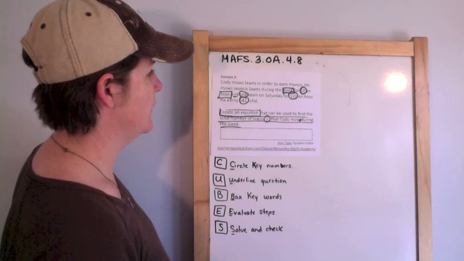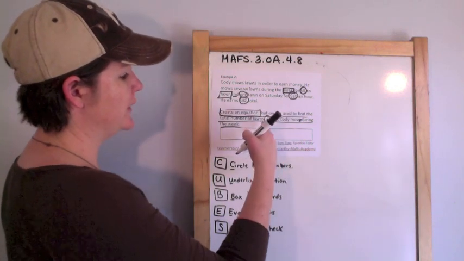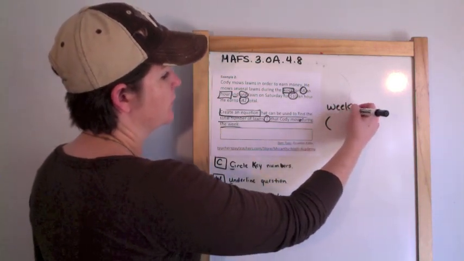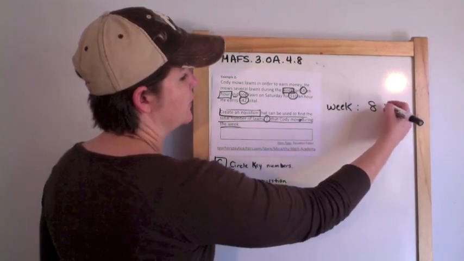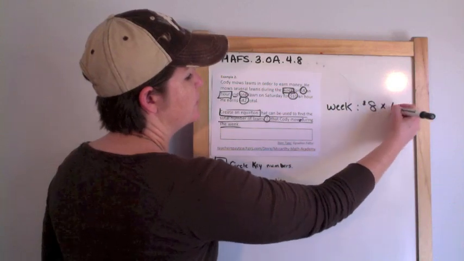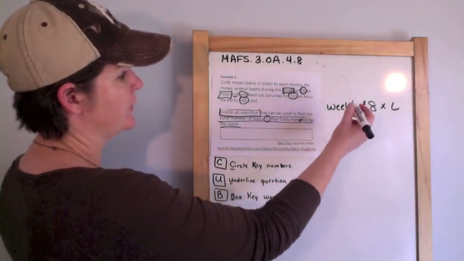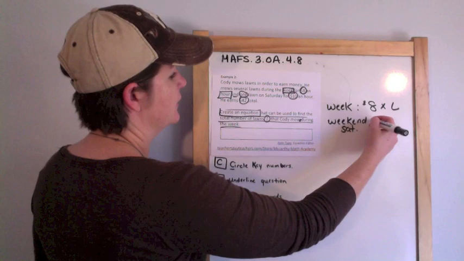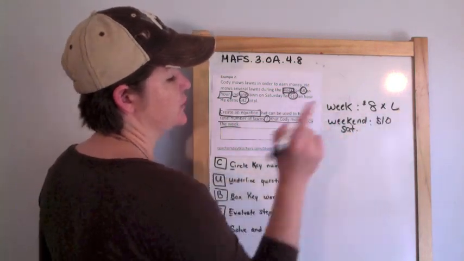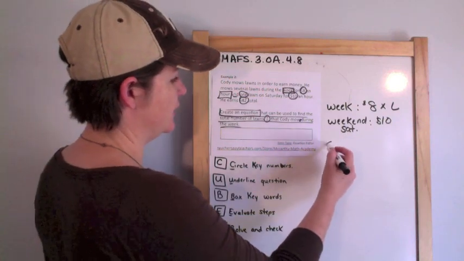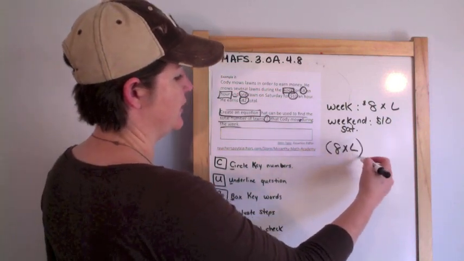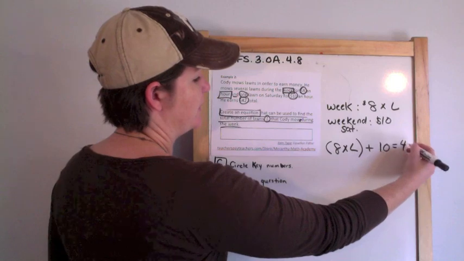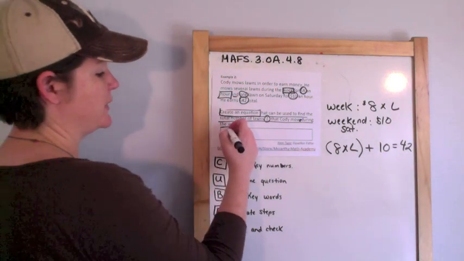So, let me see. We don't know how many lawns he mows during the week, but we know that during the week, he does $8 an hour. So for every lawn he mows, he earns $8. And we know on the weekend, he mows one on Saturday for $10 an hour, but just one lawn. So what we have is 8 times L, that's what he mows on the week, plus $10, that's how much he gets for that weekend job, and altogether he earns $42. So that is my equation.